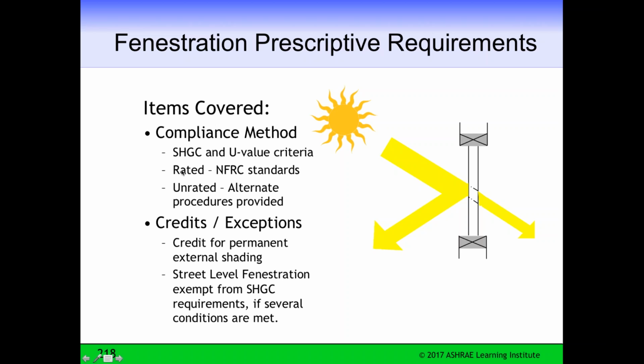These are rated. You have an unrated window option, but it's very difficult to meet. So this is your compliance method. We'll see this in a bit. You get credit for permanent external shading, and there's an exemption for street level fenestration that there are no SHGC requirements if several conditions are met. And this exception, I've walked along the streets in Vancouver and other places and seen where this exception pays off.